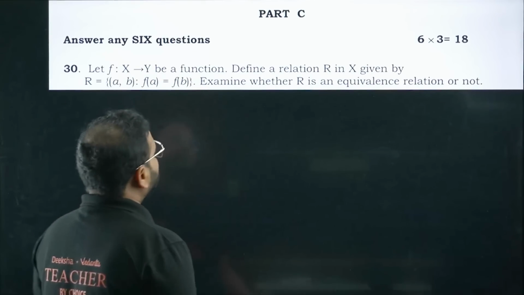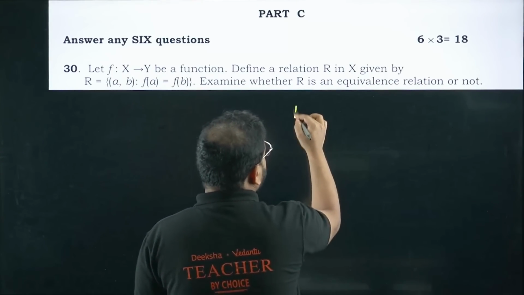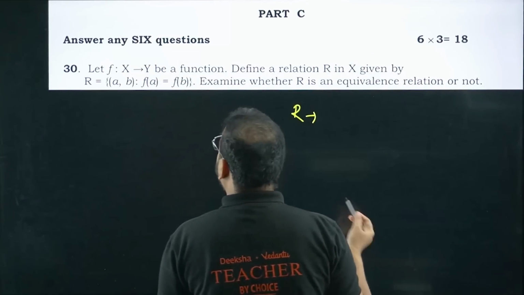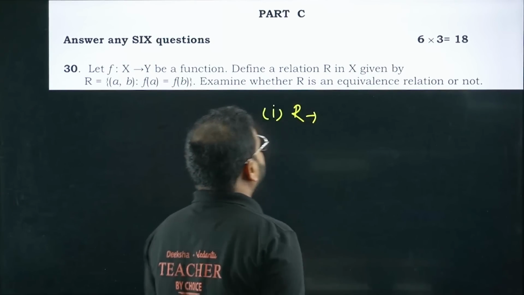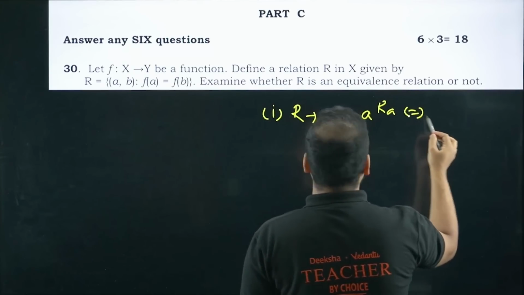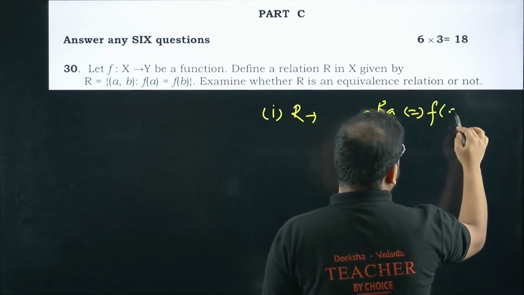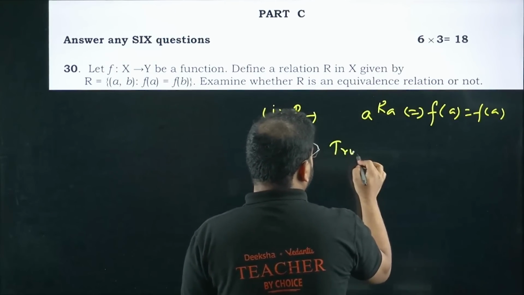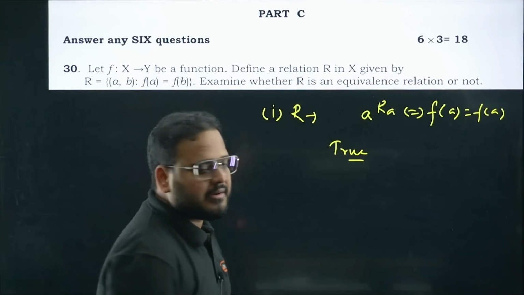Okay. Think about it. For equivalence, we need reflexive, sir. Please check. For reflexive, what we need? For reflexive, it should be a R a. Of course, it means that f of a should be equal to f of a. That is true, right? So it is true, sir. Reflexive is yes.